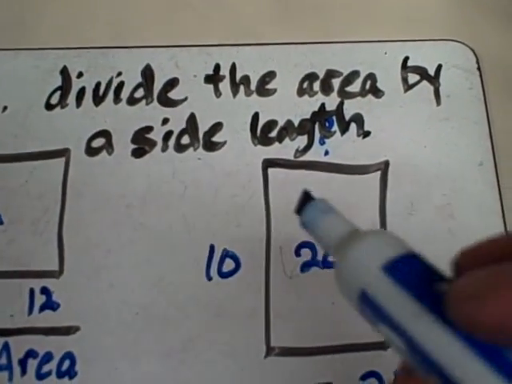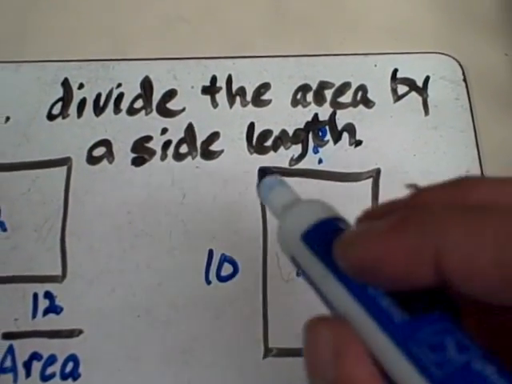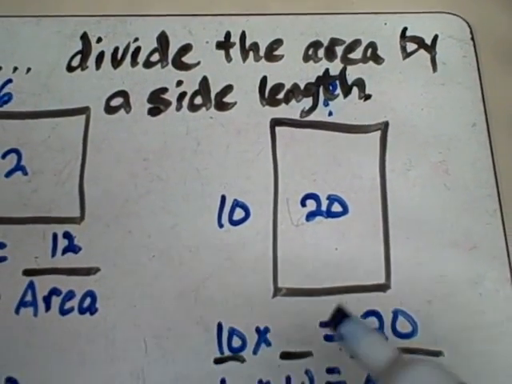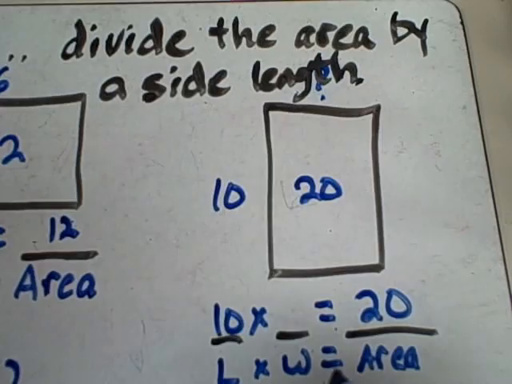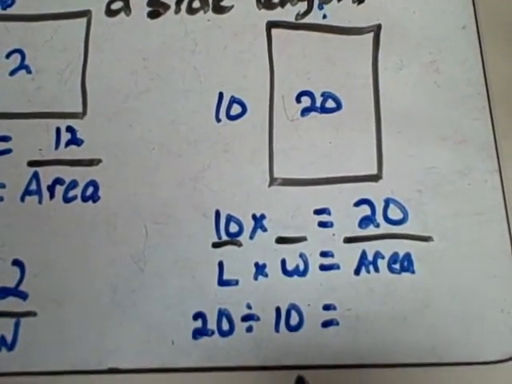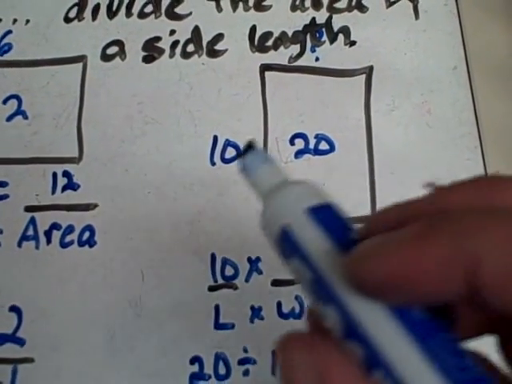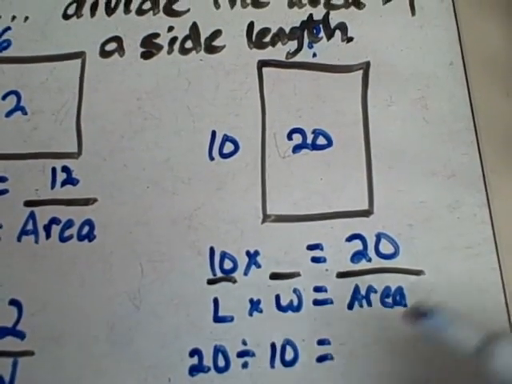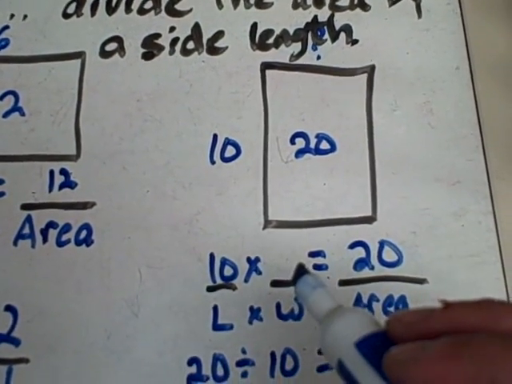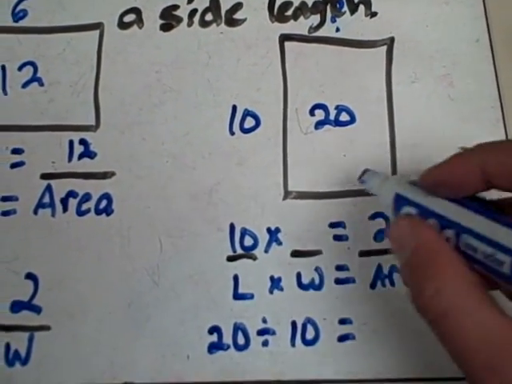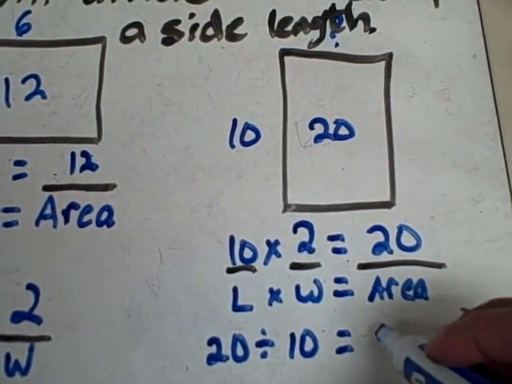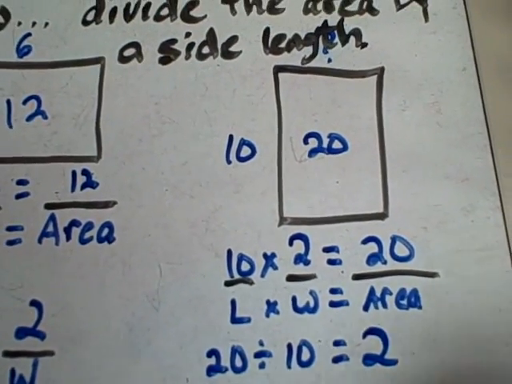This time, the area is 20, the length is 10, and we don't know the width. So again, you could think about it as a multiplication problem. 10 times something equals 20. Or you could think about it as a division problem. 20 divided by 10 equals something. And depending on you as a thinker and a learner, well, 10 times something equals 20, and 20 divided by 10 equals 2.